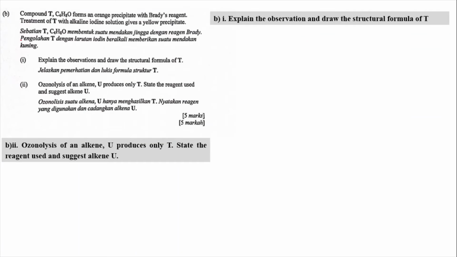For question 8b, the compound T, C4H8O, will form an orange precipitate with Brady's reagent, and the treatment of T with alkaline iodine solution will give a yellow precipitate. So for B1, we have to explain the observation and then draw the structural formula of T. So the first thing that we're going to do is extract the information. So we know that T will have the molecular formula of C4H8O, and then it's going to form an orange precipitate with Brady's reagent. So this is going to give a positive result.